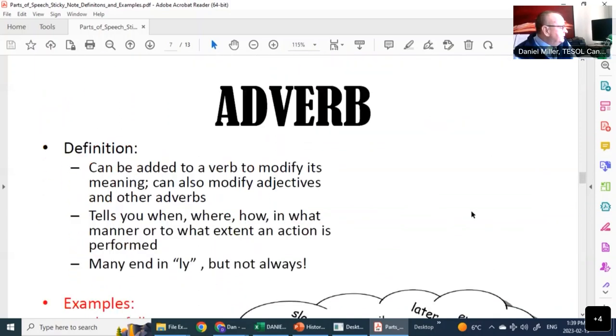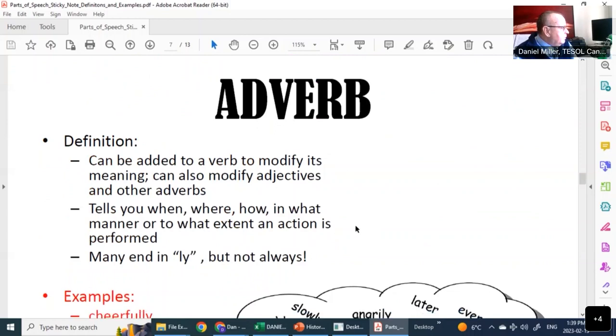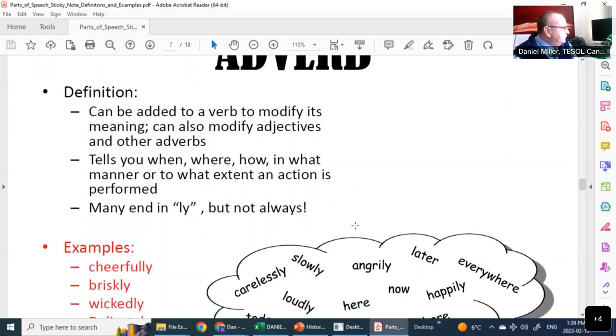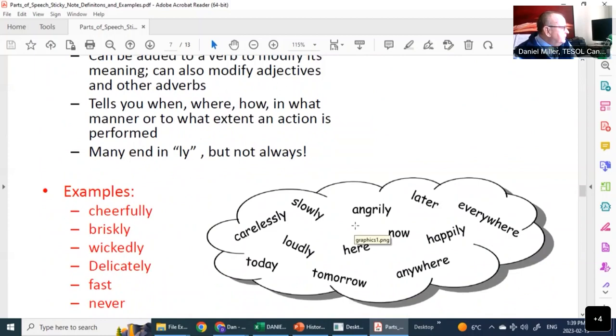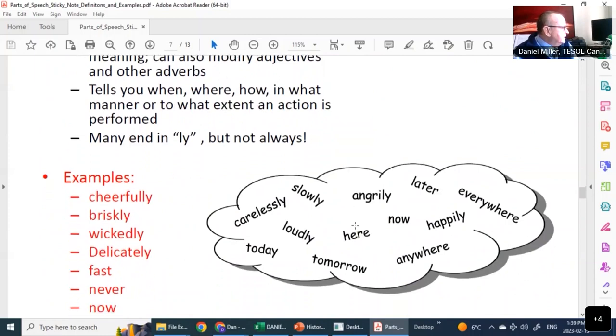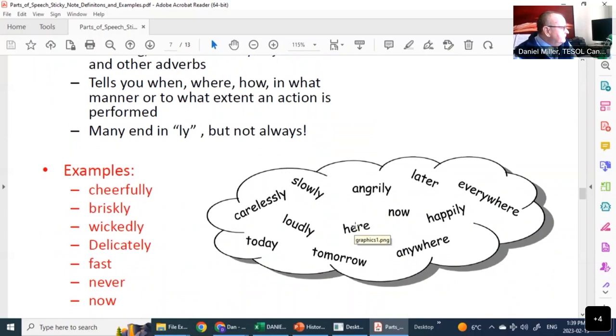An adverb, by definition, can be added to a verb to modify its meaning. It can also modify adjectives and other adverbs. It tells you when, where, how, in what manner, or to what extent an action is performed. Many end in ly, but not always. Examples of adverbs are cheerfully, briskly, wickedly, delicately, fast, never, now. So you notice many of these end in ly, but not all of them.